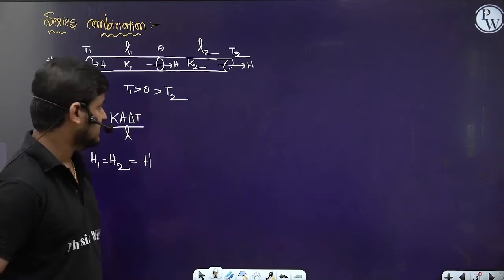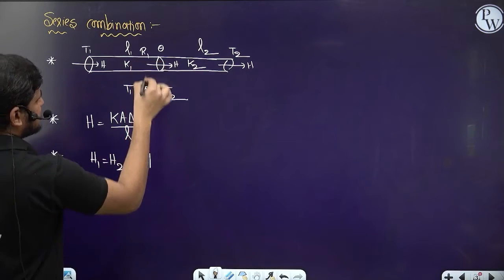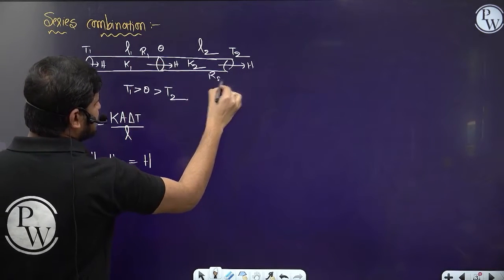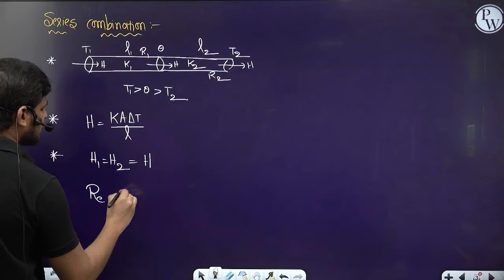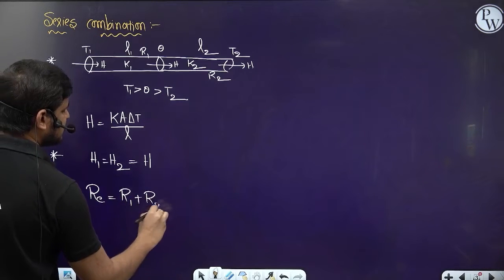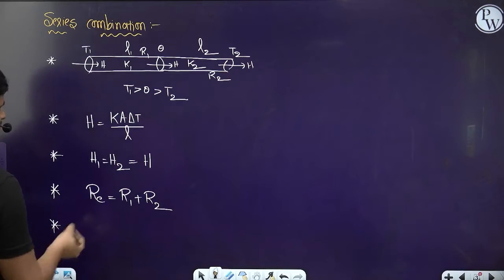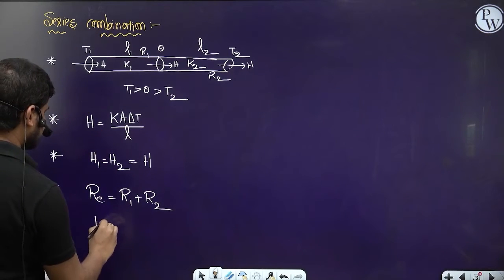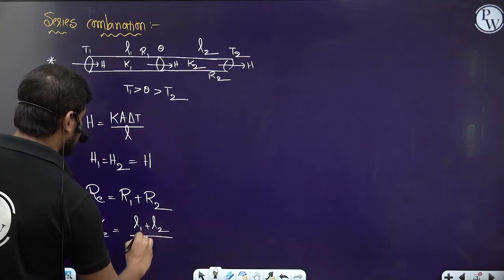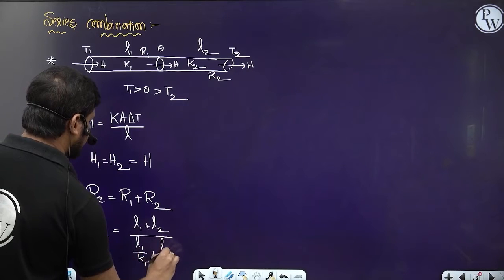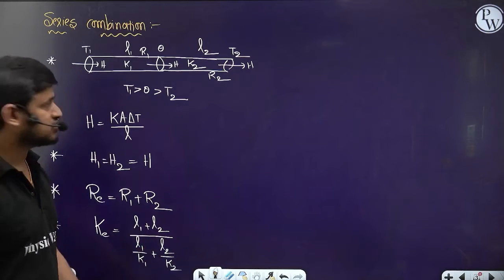We have also written that, let's say, the thermal resistance of the first conductor is R1 and the thermal resistance of the second conductor is R2. So here R equivalent will become R1 plus R2 in the series combination of rods. And what is the formula for the equivalent conductivity? K equivalent is equal to (L1 plus L2) by (L1 by K1 plus L2 by K2), and so on. This is the equivalent conductivity in the series combination of the rods.